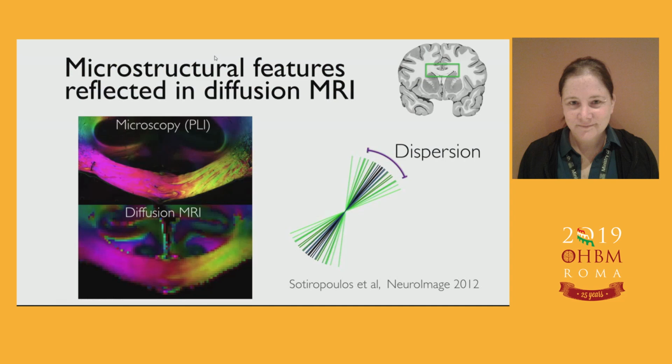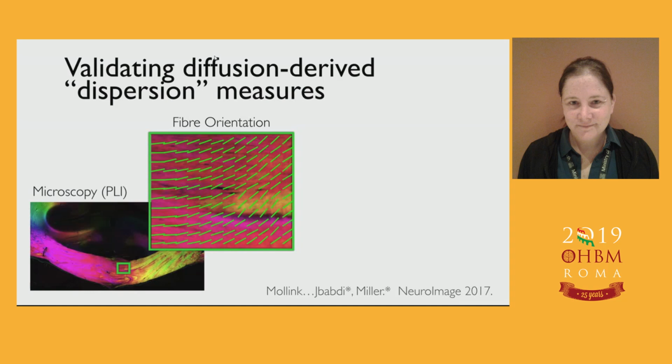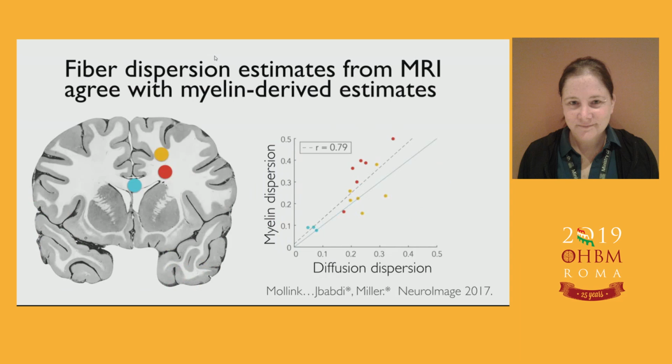And so what Jeroen did was then to ask, well, can we use this kind of data to directly validate a fiber dispersion model that had been previously developed in our lab? And so the idea is very simple. You take your microscopy data, and you have fiber orientations at very high spatial resolution, and you can then use that to create essentially an MRI voxel-sized description of fiber orientations.